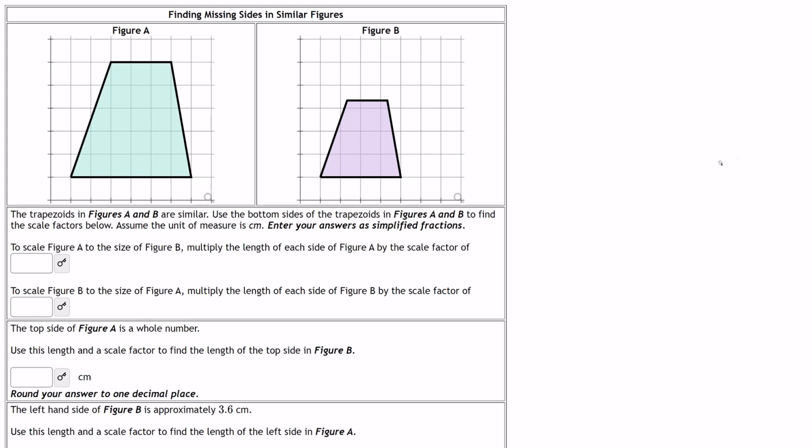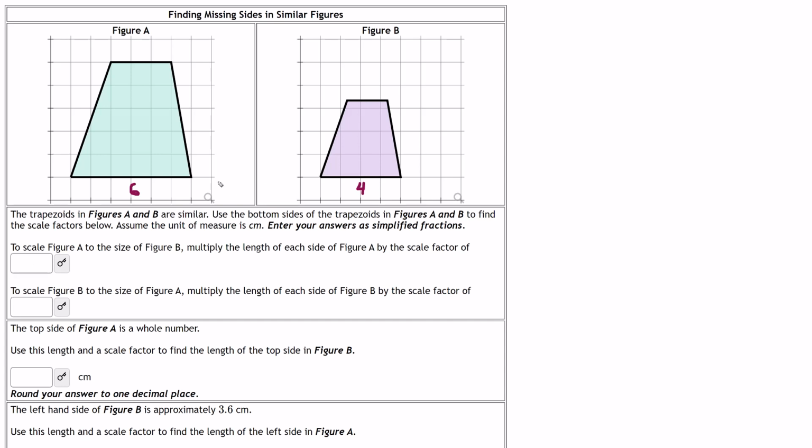So the bottom here is 6. So this is going to be a length of 6, right? Because we got 1, 2, 3, 4, 5, 6 boxes. So make sure you get that one figured out. And then the length of the bottom here is 4. So really the question is 6 times something, that's the number we're looking for, is equal to 4, right?